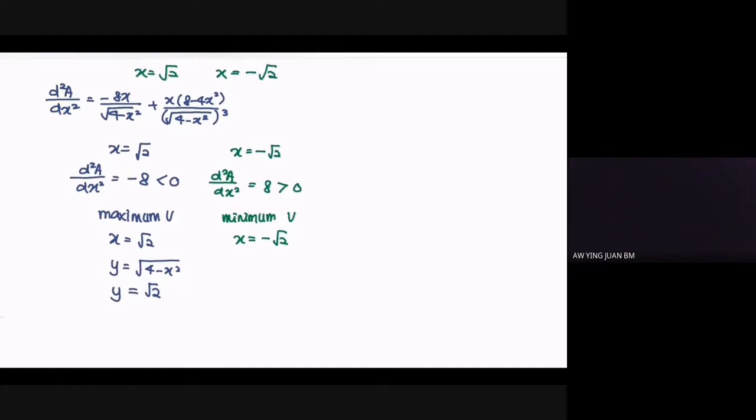Kindly find the dimension. If x is equals to square root of 2, y is equals to square root of 4 minus x squared. If we substitute the value, y we will have square root of 2 as well. So the maximum value would be x equals to square root of 2 and y is also equals to square root of 2. So as we all know, the area is equals to 2xy. So in here, a is equals to 2 multiplied with square root of 2 for the value y and value x. So finally, the value of a is 4 unit square.